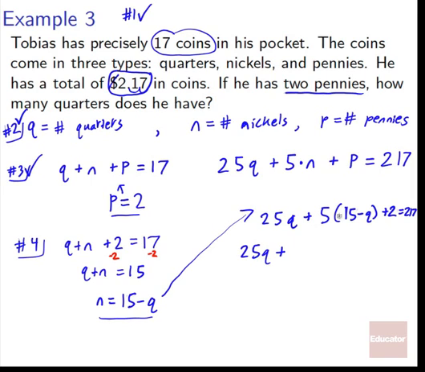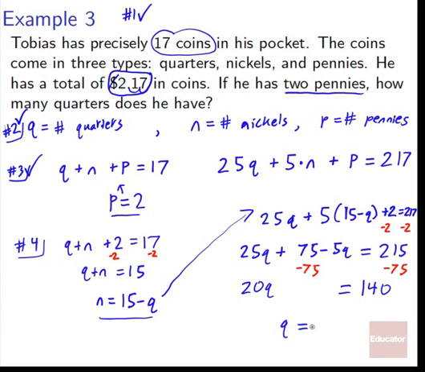Great. So 25Q plus 5 times 15 minus Q, we get 75 minus 5Q. And then we'll also subtract 2 right now just to get rid of it. So we'll get equals 215. Great, 25Q plus 75 minus 5Q. Let's consolidate that, we'll get 20Q, and then let's also move the 75 over to the other side, minus 75, minus 75. So we get 20Q equals 215 minus 75 is 140, so Q is equal to 7.